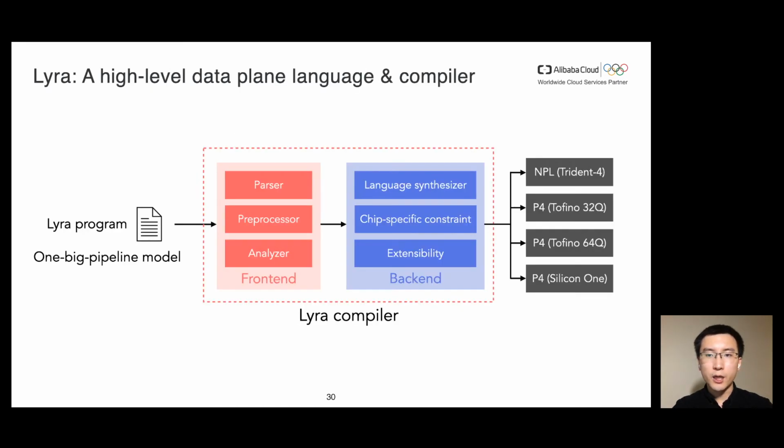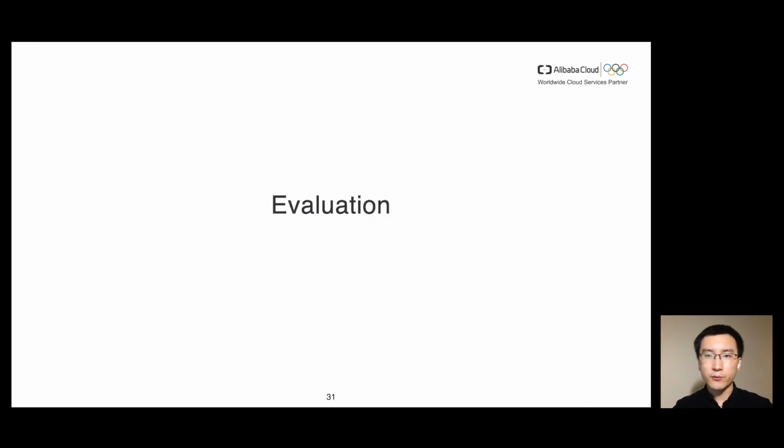Okay, we've introduced all of the components in the Lyra compiler, and here is the overall framework. The programmer writes how to process the packet through the one big pipeline programming model. Next, the compiler synthesizes the low-level data plane languages through 3 core components and guarantees the program can fit into the switch and deploy across multiple switches. Now let's see how the system performs.